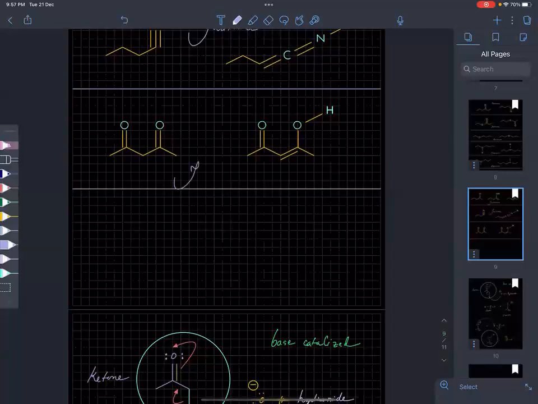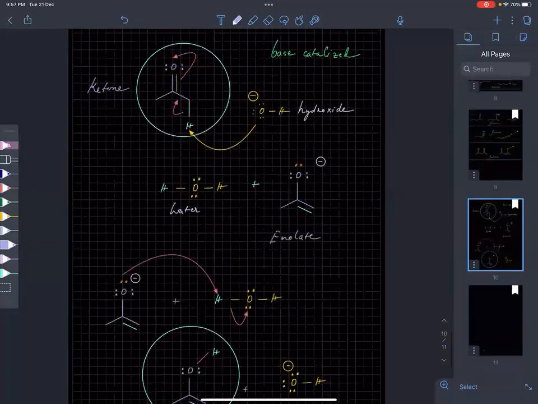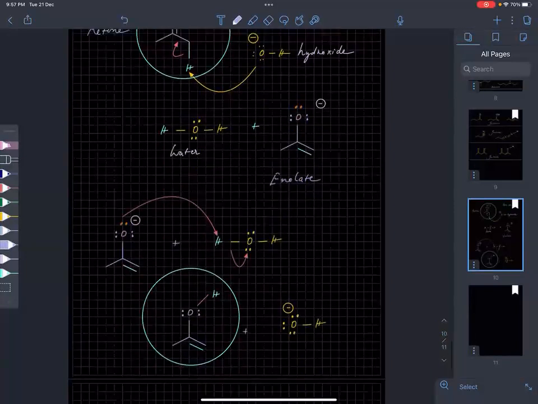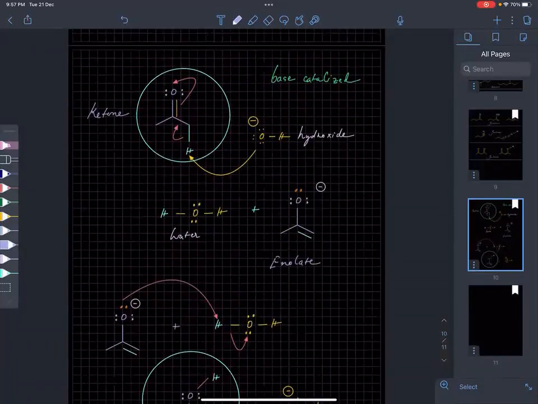Tautomers. Okay? Clear? And one more thing to keep in mind: in a basic reaction, you should never get a positive charge anywhere in between the mechanism. The thing I wrote is a mechanism here. So you see all charges are negative charges. There is no positive charge anywhere. Can you see that?